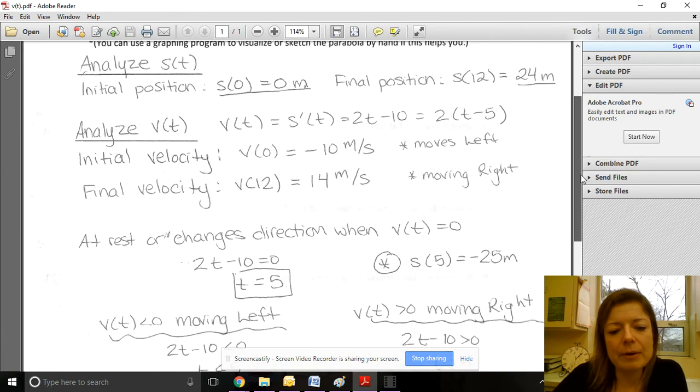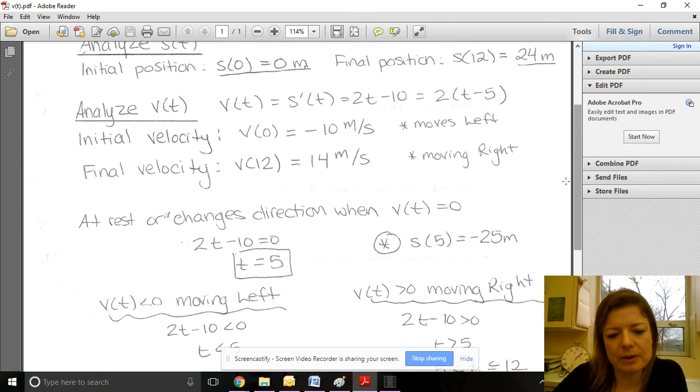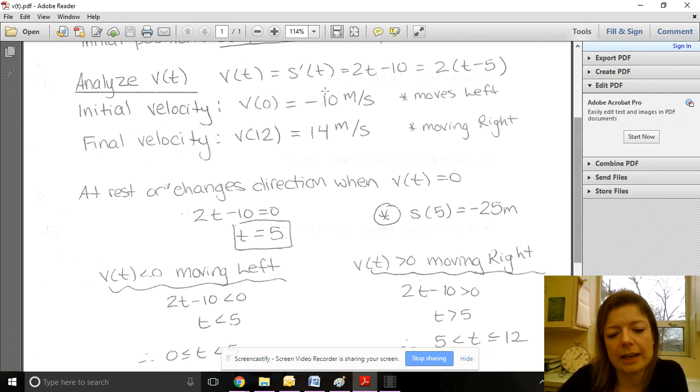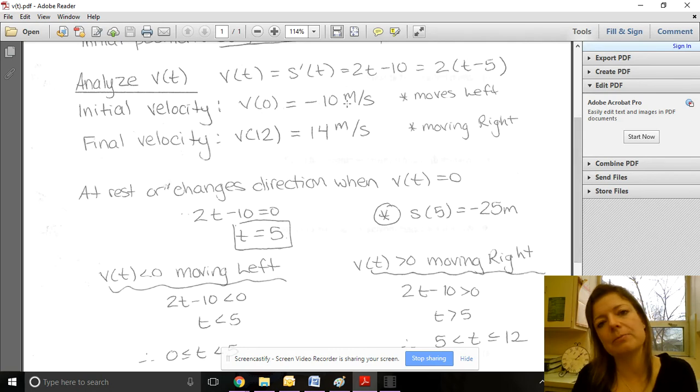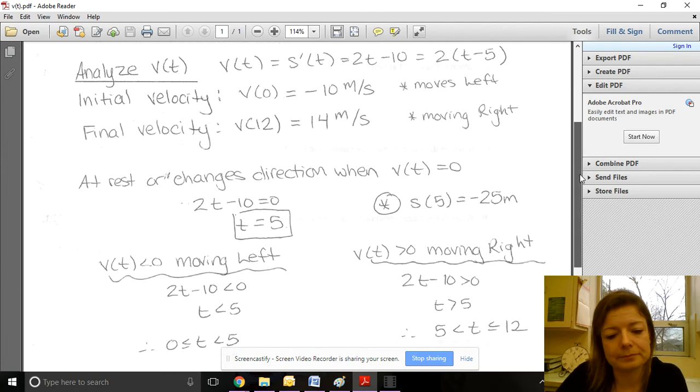Okay, now we want to check out the velocity. So we find the velocity function, which is just the first derivative of the position function. And you'll see I have it in its unfactored and factored form. Okay, we find the initial velocity. So right at the beginning, the velocity is negative 10 meters per second, which means it's moving to the left initially. And at the end, we're at 14 meters per second, which means it's moving right at that time.